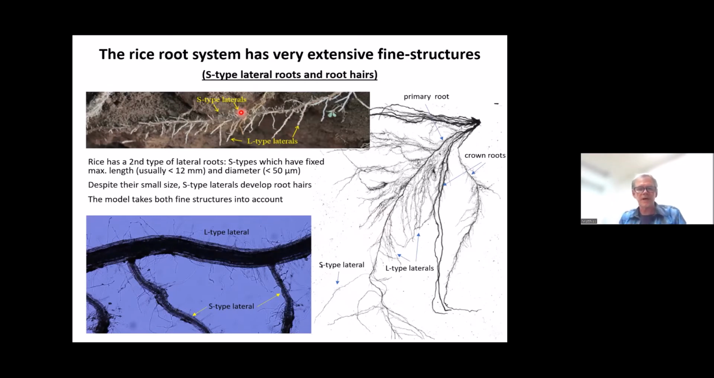They are really unique to rice. They have a fixed length of about 1 centimeter and a very narrow diameter. Very interestingly, for their small size, they still bear root hairs. So here we have these S-type laterals with root hairs. This is something that my former postdoc, Josephine Kant, newly discovered a few years ago when she was here.